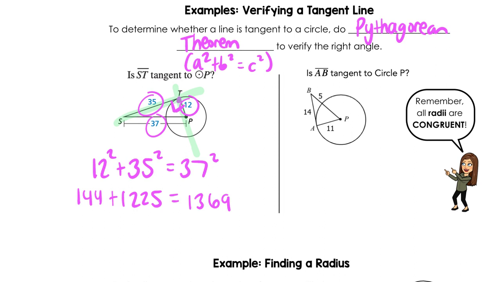144, just verifying it. Definitely true. So it's yes, because it makes the Pythagorean theorem true. So the answer to the question is yes.